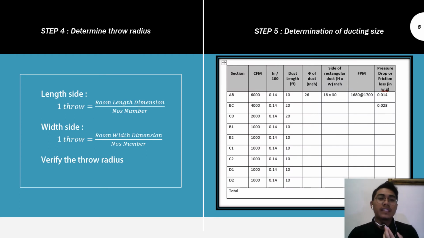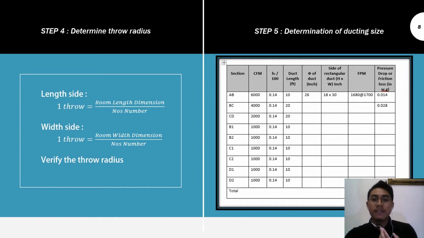And step 4 is to determine the throw radius. For the length side, 1 throw equals the room length dimension divided by the number of diffusers, and for the width side, 1 throw equals the room width dimension divided by the number of diffusers. Just the same formula. And to verify the throw radius, we need to add the length side and the width side and divide by 2, and then we get the throw radius.